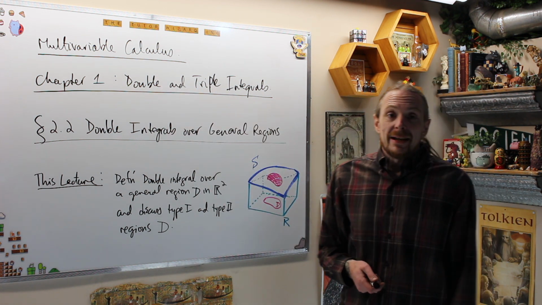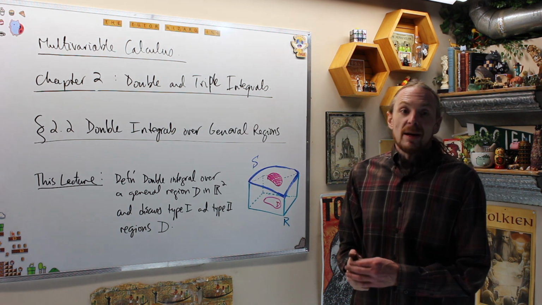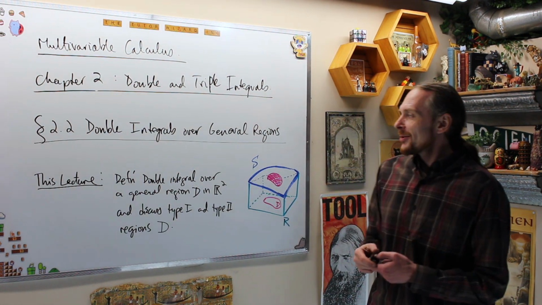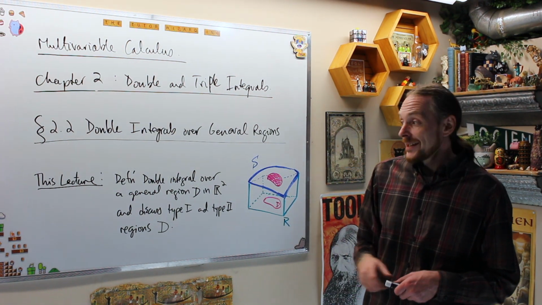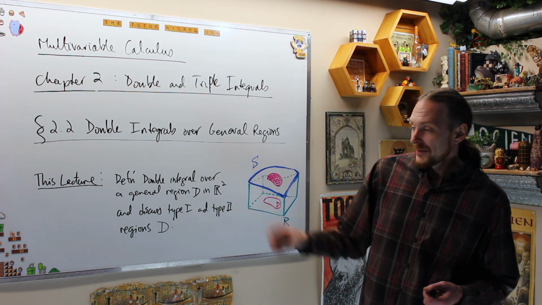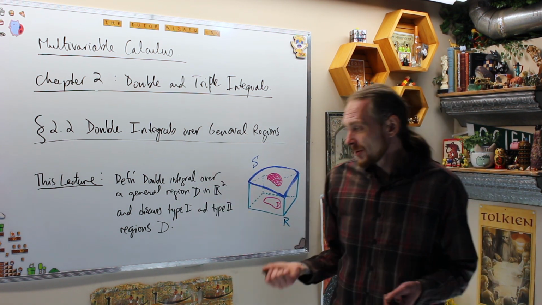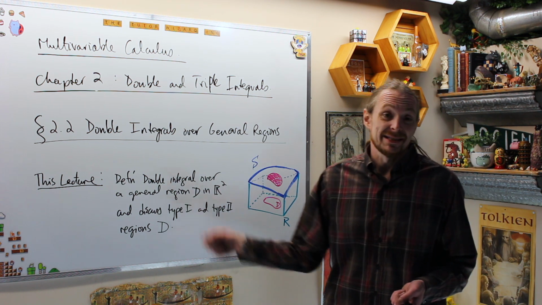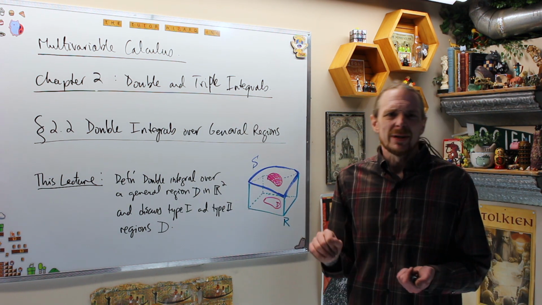Today we're doing multivariable calculus. We're in chapter 2, double and triple integrals. Double integrals over general regions is what we want to do today. Specifically, we'll give the definition of a double integral over a general region D, and then we'll discuss type 1 and type 2 of these types of regions.